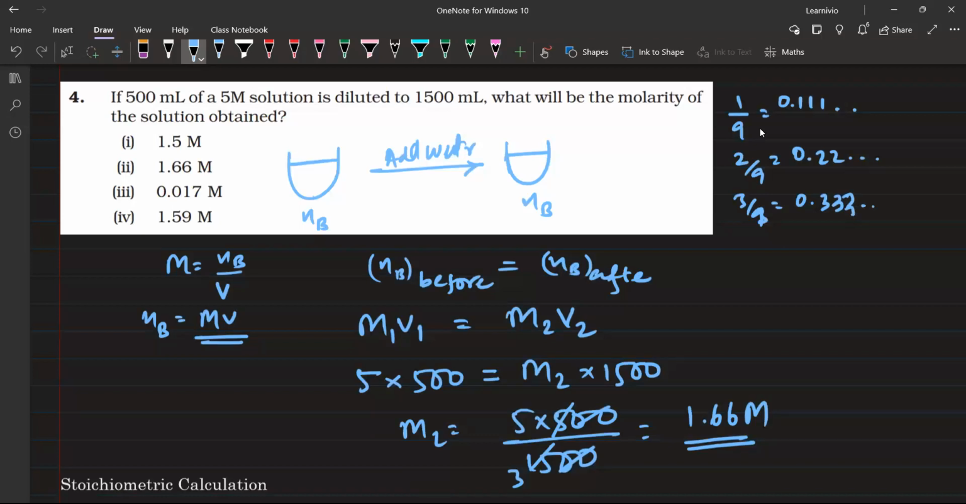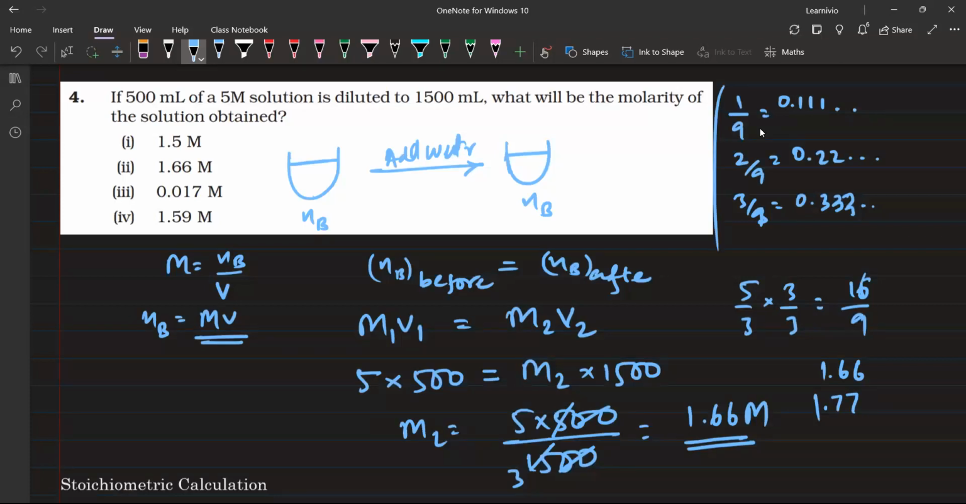And similarly, 3 upon 9 will be equal to 0.333, and so on. So whenever you have, for example, 5 divided by 3, you can do it like 5 divided by 3, but if you multiply 3 above and below, it will become 15 by 9. So 9 ones are 9, and 6 is remaining, so 0.666666 will be there. If it was 16 by 9, it will be 1.77777, and so on.